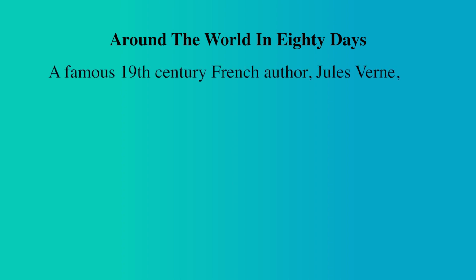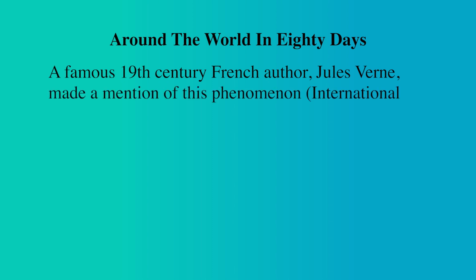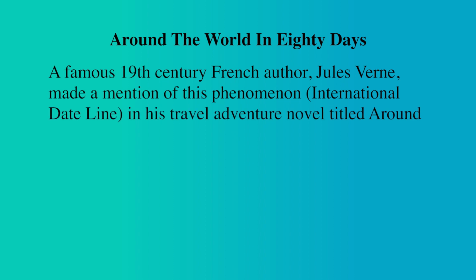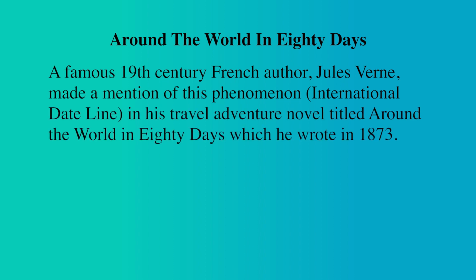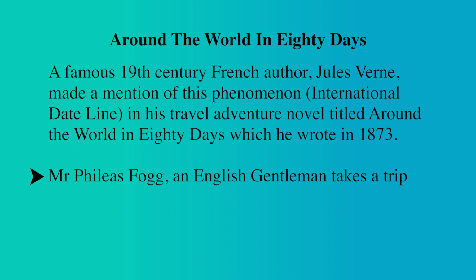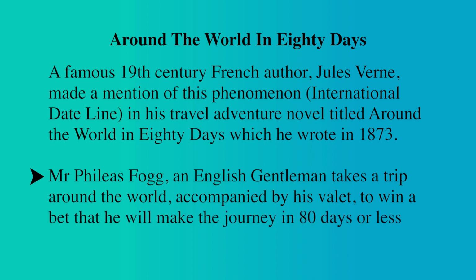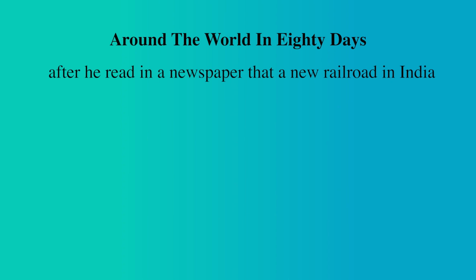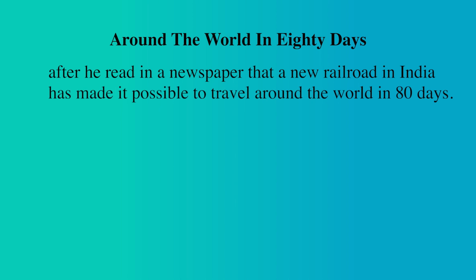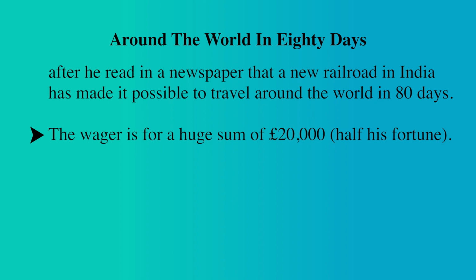A famous 19th century French author, Jules Verne, made mention of this phenomenon, that is, the international dateline, in his travel adventure novel titled Around the World in 80 Days, which he wrote in 1873. Mr. Phileas Fogg, an English gentleman, takes a trip around the world accompanied by his valet to win a bet that he will make the journey in 80 days or less, after he reads in a newspaper that a new railroad in India has made it possible to travel around the world in 80 days. The wager is for a huge sum of 20,000 pounds, half of his fortune.